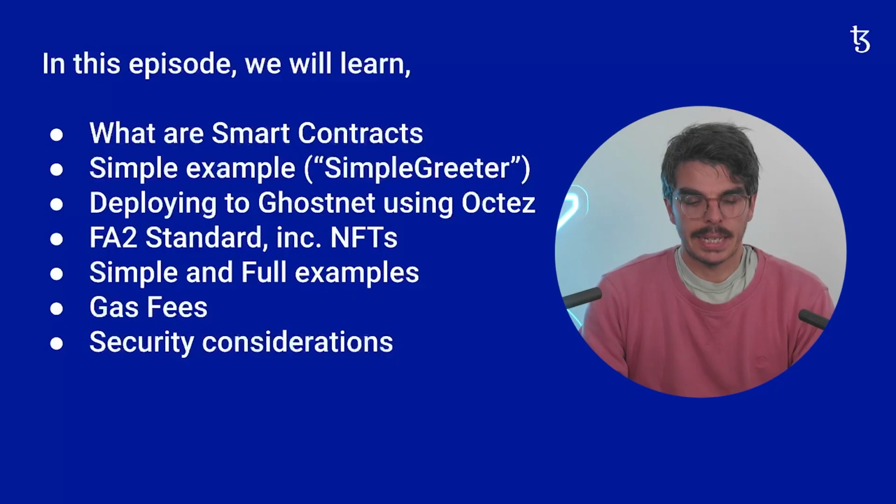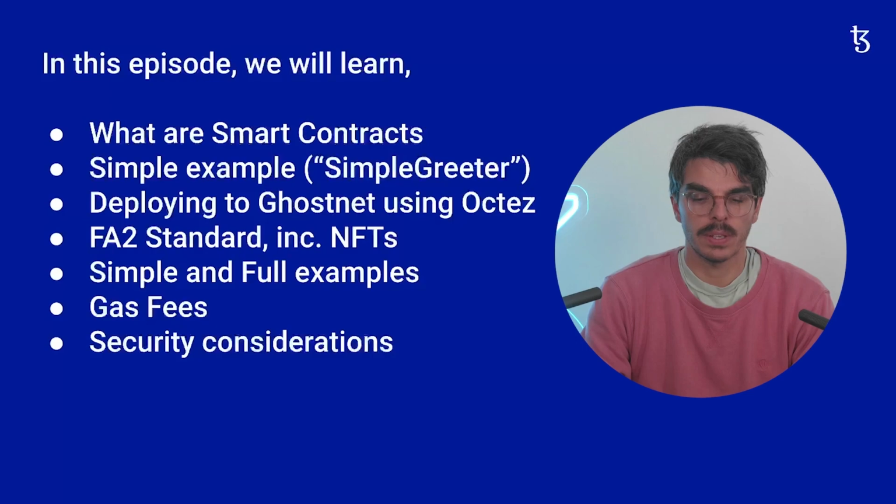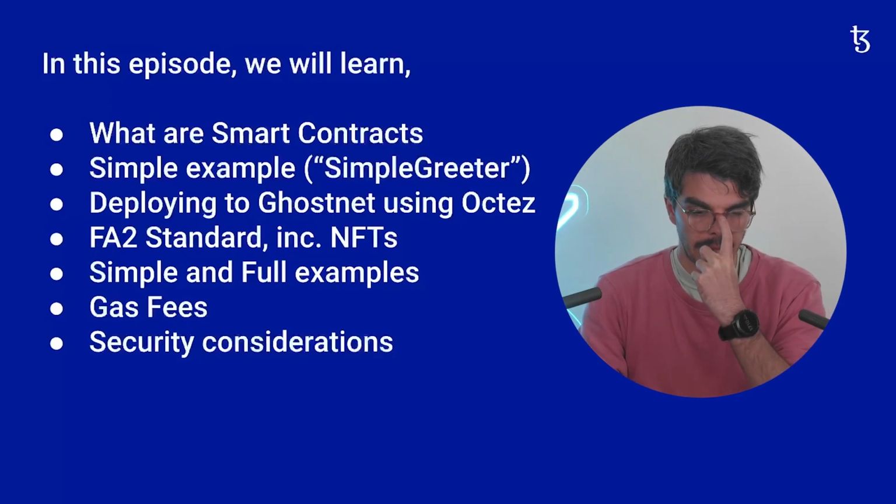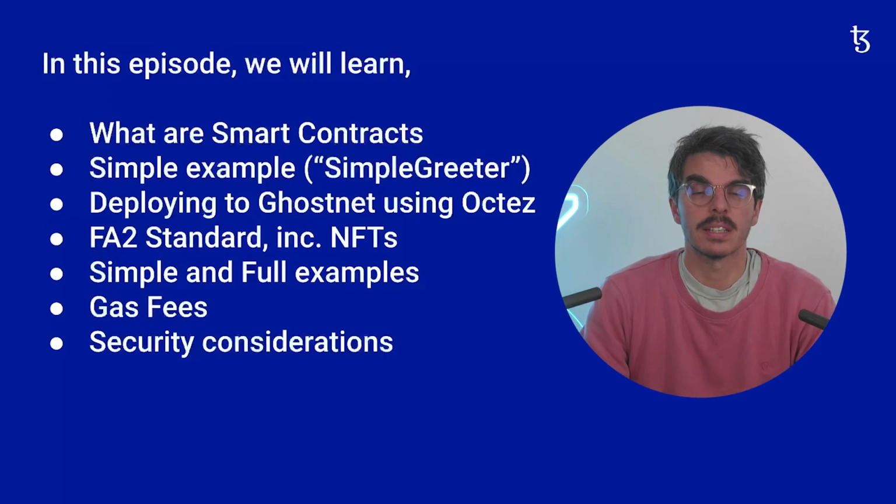So, to break it down a little bit, in this episode, we're going to learn what smart contracts are. We're going to look at a simple example of a smart contract, a hello world, so to speak. And then we're going to deploy that to Ghostnet using Octez. We did briefly discuss Octez in episode 2, but Octez is essentially a client that allows us to talk to a Tezos node. And then we're going to look at something called the FA2 standard.